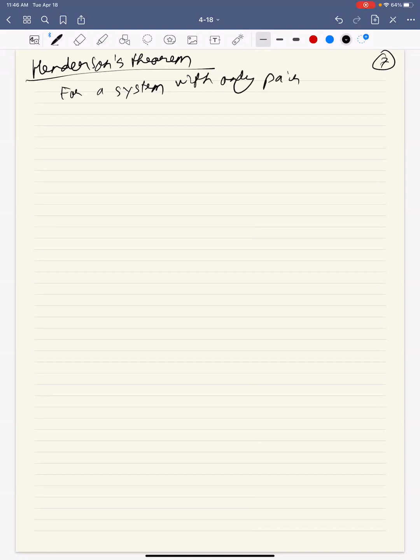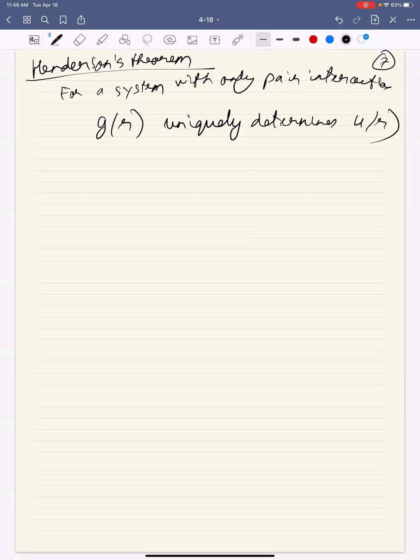Henderson's theorem says, and I posted a one-page proof on this online that you can read, that for a system with only pair interactions, which is never going to be true, but if you're assuming only pair interactions, G of R uniquely determines U of R, which is profound, right?